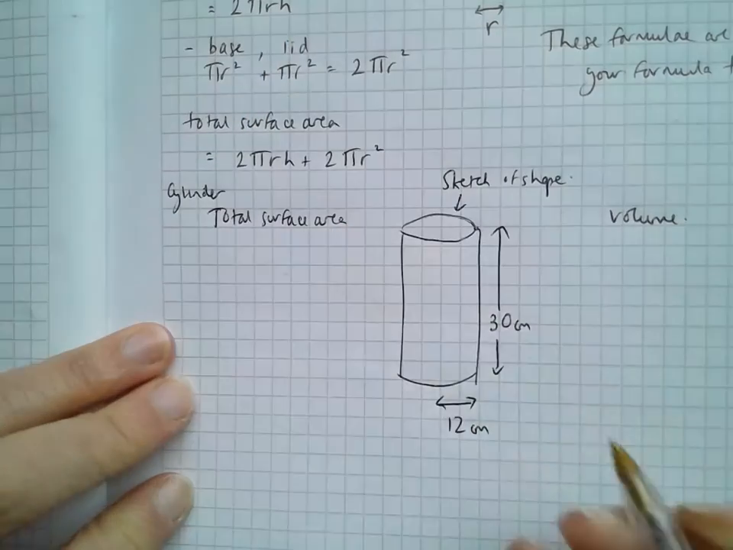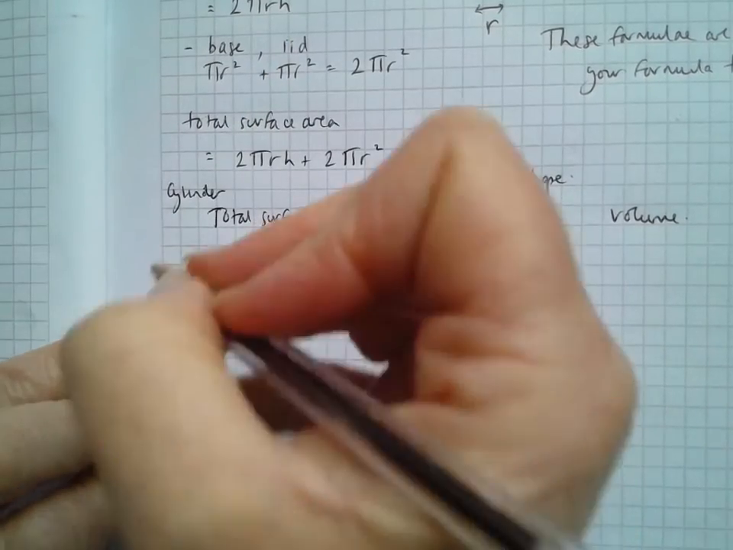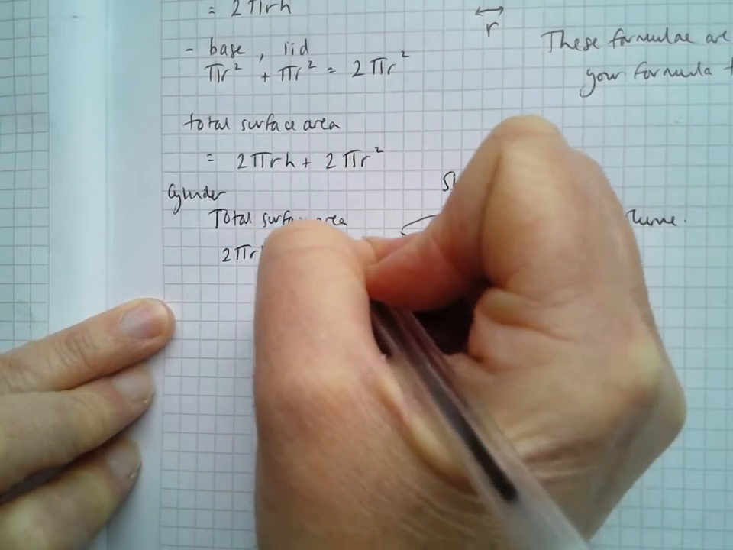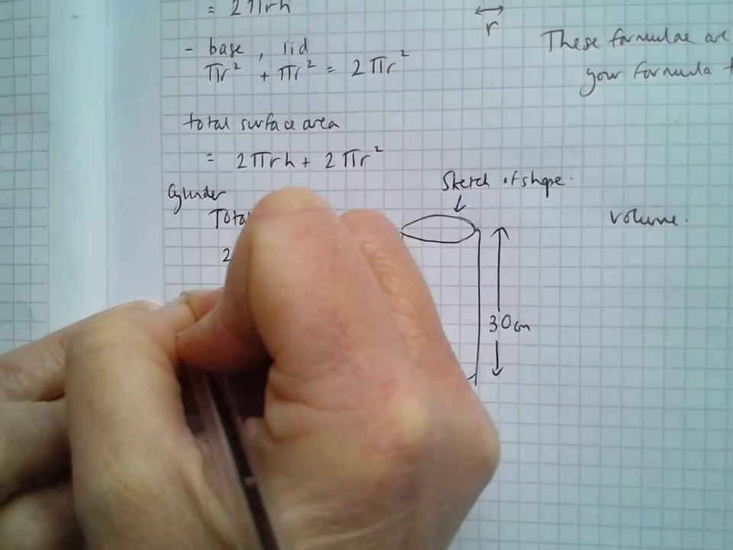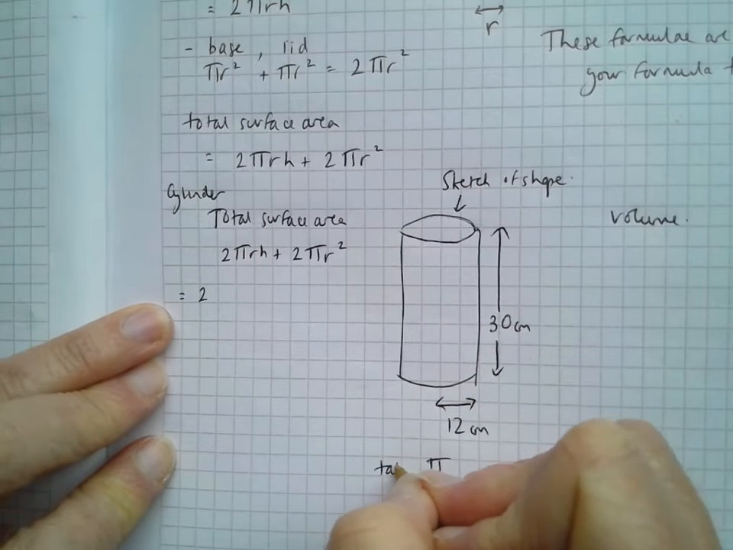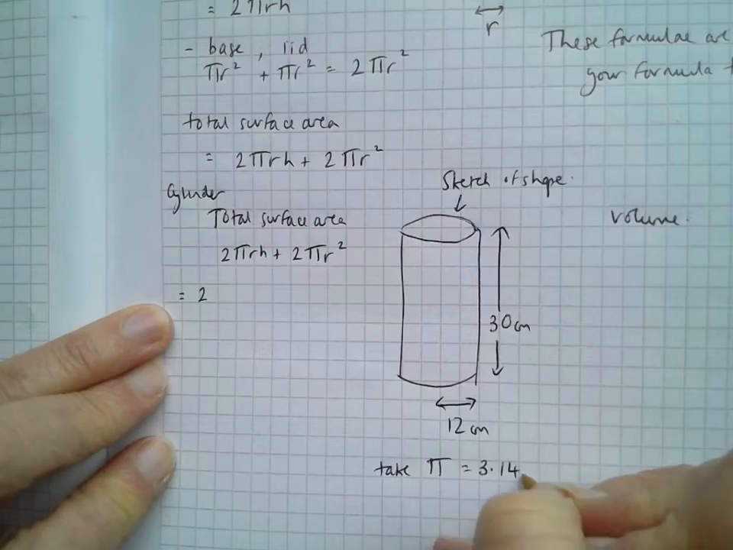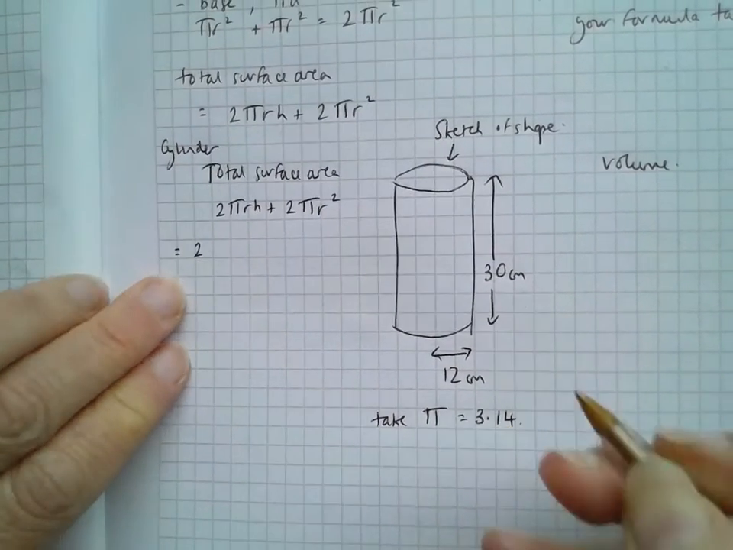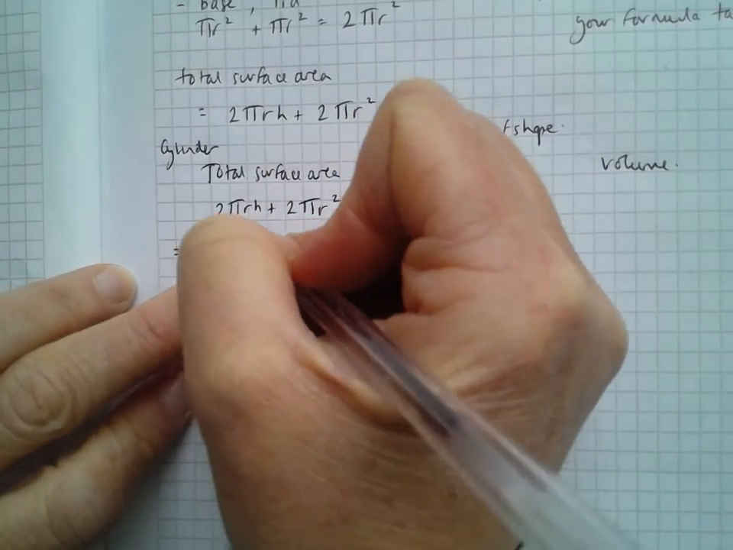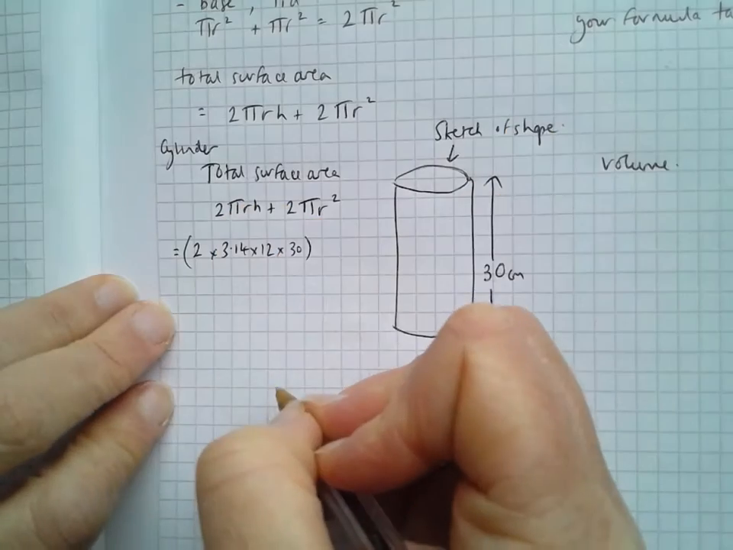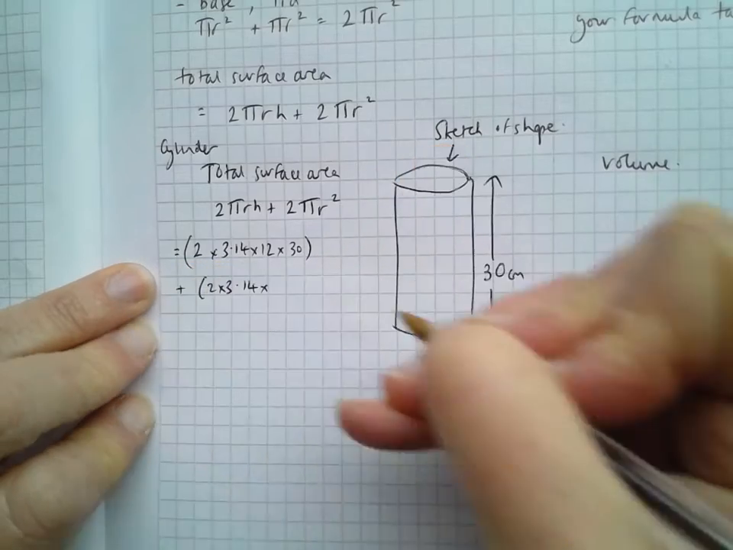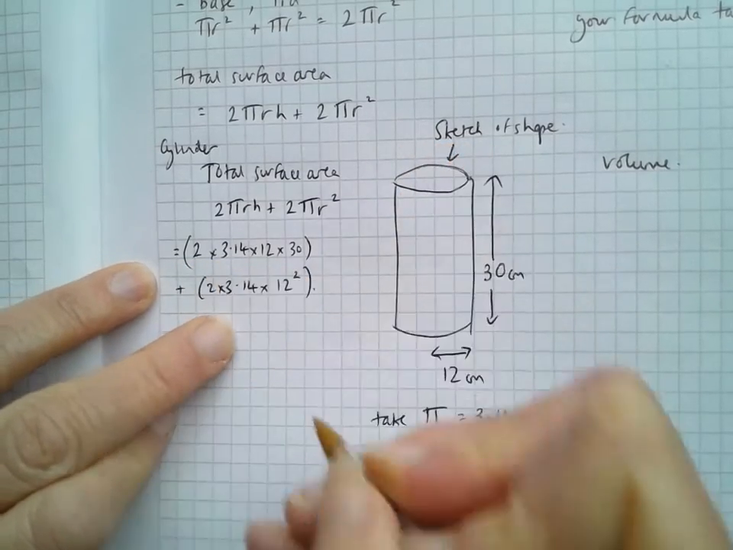And then what are we looking for? We're looking for the total surface area. So it's going to be 2 pi r h plus 2 pi r squared. So write down the formula. We haven't been told what to take pi to be, so let's take pi to be 3.14. So 2 times 3.14 times r, which is 12, times h, which is 30. That's the first bit. And the second bit is 2 times 3.14 times 12 squared. Then we just plug that into the calculator.